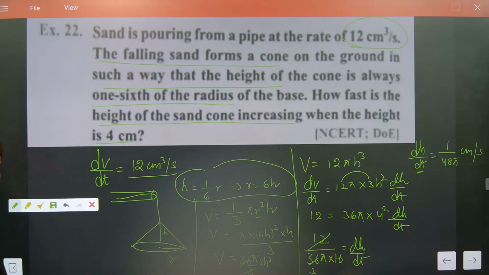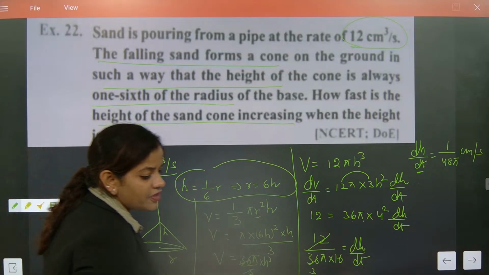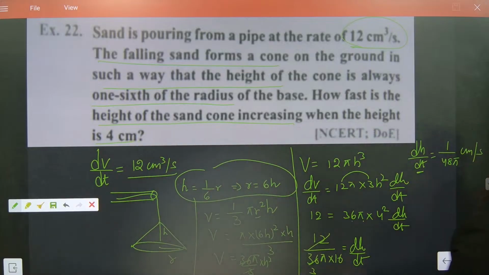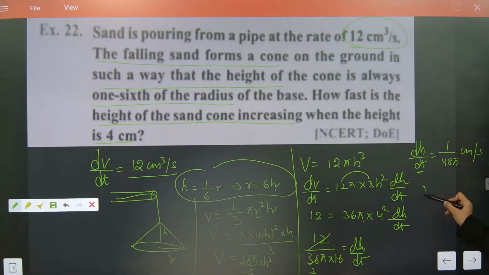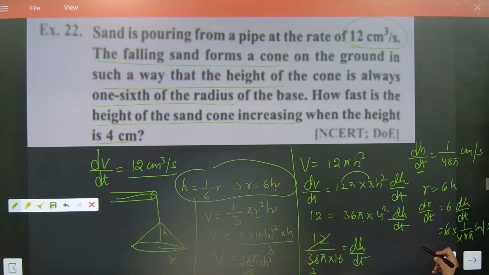You understood? Now, after this, if they ask the rate of change of radius, then what will you do? See, this connection: the radius is this much. So, r is equal to 6h. So we will write dr by dt is equal to 6 dh by dt. Directly we will write here 6 into 1 by 48 pi centimeter per second. It will become 1 by 8 pi centimeter per second for radius.